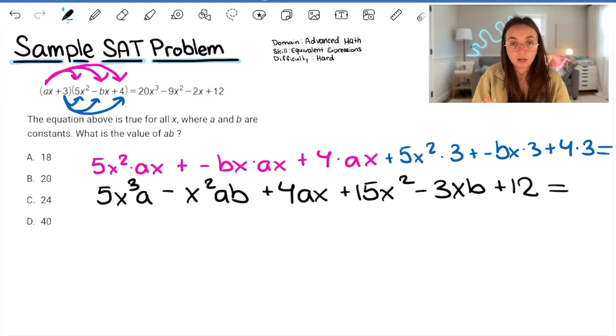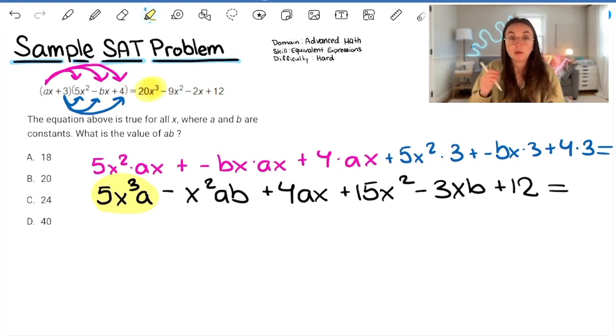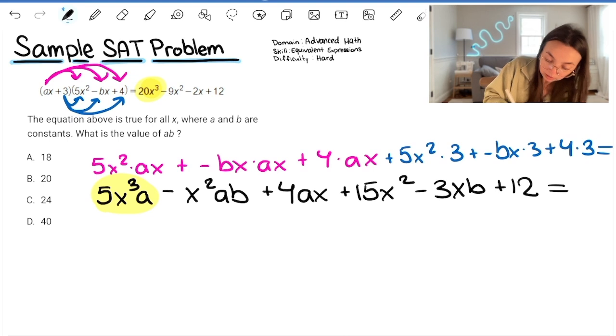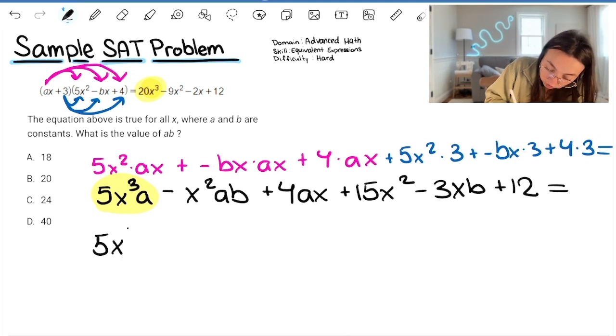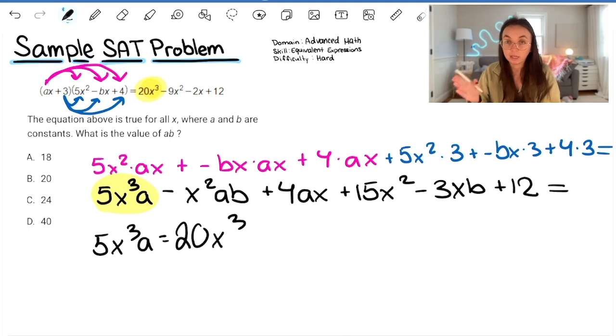So now we want to compare the left-hand side with the right-hand side, and you're going to want to look at the variables. Now remember, you can't combine x cubes with x squares. So what I'm going to do here, I'm going to compare the 5x cubed times a with this 20 times x cubed because they're equivalent expressions. So the x cubes on the left-hand side have to equal the x cubes on the right-hand side, and they have to have the same coefficient, okay? So we're going to say 5x cubed a equals 20x cubed. Okay, does that kind of make sense? It has to equal the left-hand side.